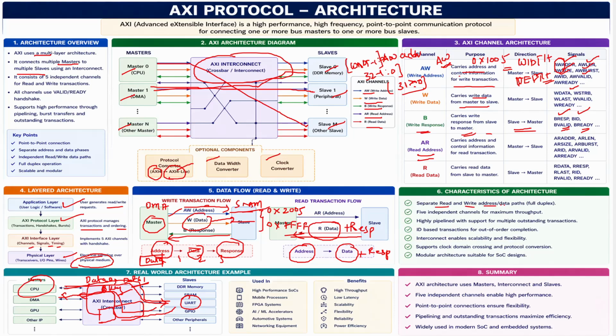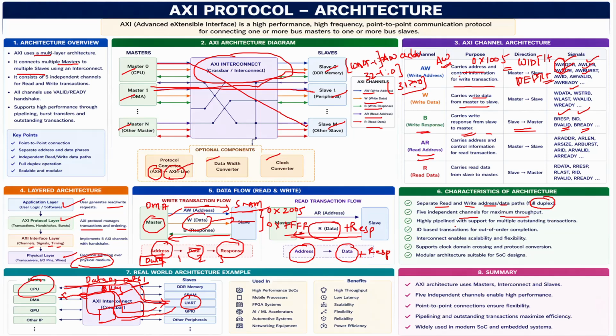Read, write, address and data paths are there. That is the full duplex operation. Full duplex means master can transmit the data and slave can also transmit the data. Both reading and writing happen parallelly. That is the full duplex transfer. And with five independent channels we are transferring maximum throughput. That means each and every transfer communicates independently.